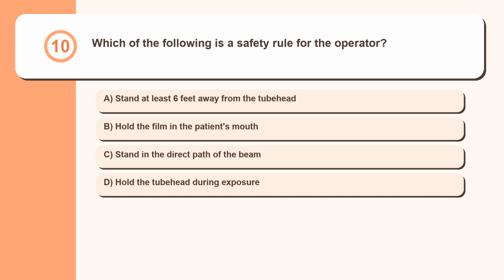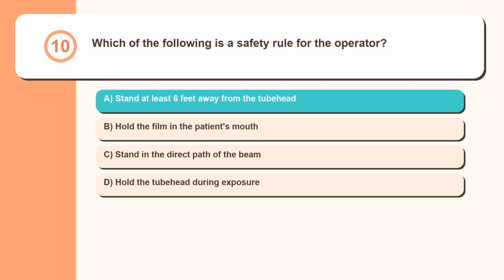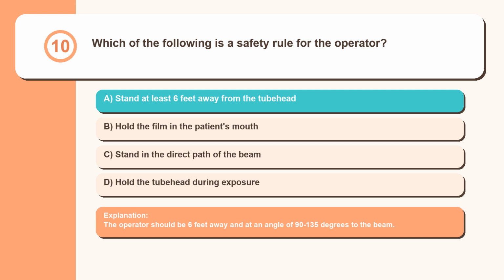Question 10. Which of the following is a safety rule for the operator? Stand at least 6 feet away from the tube head, hold the film in the patient's mouth, stand in the direct path of the beam, hold the tube head during exposure. The operator should be 6 feet away and at an angle of 90 to 135 degrees to the beam.